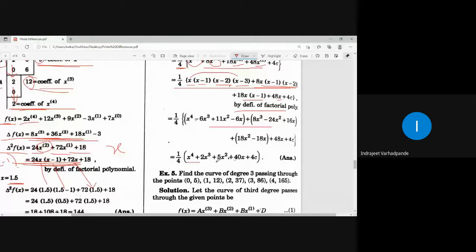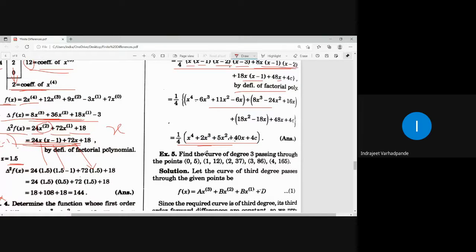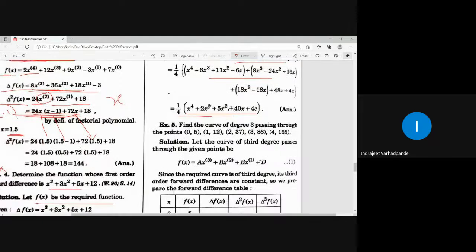You will be having the final answer as 1 by 4 into x to the power 4 plus 2x cube plus 5x square plus 40x plus 4c. That is how we try to simplify and get the original given function. This is the original given function whose first order forward difference is this.